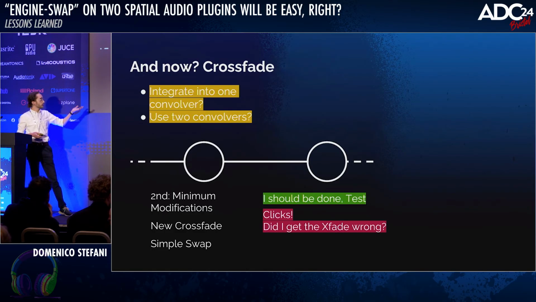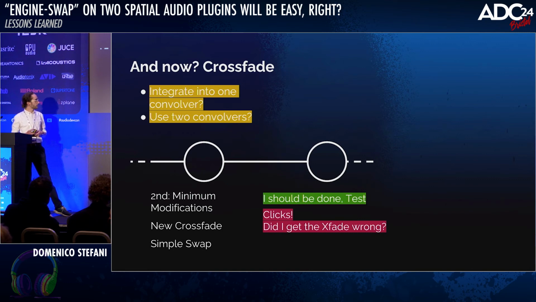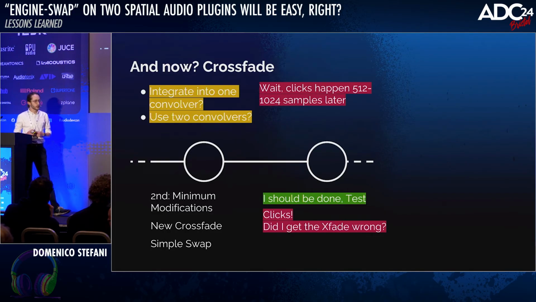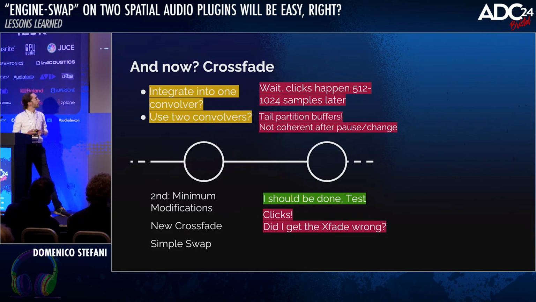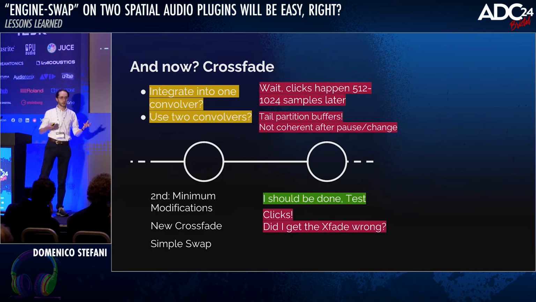I should have been done at that point, and there were still clicks. Crossfade is quite a simple task, so I understand why this was happening. So I went and looked at the code and looked at the audio output, and I discovered that clicks were happening 512 or 1024 samples later than where they were supposed to happen. As I figured out, this ended up being a problem with tail partitions buffers.